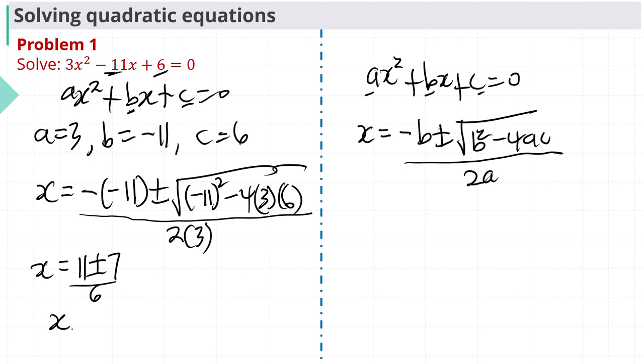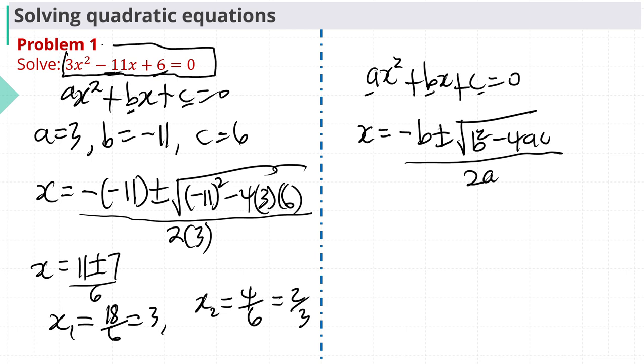So we have two values for s. For the first s value, we are going to use the plus sign. 11 plus 7 gives 18. Now divide by 6, giving you 3. s2 equals 11 minus 7 gives you 4. So we are getting 2 out of 3. So these are the two answers for s in the quadratic equation.